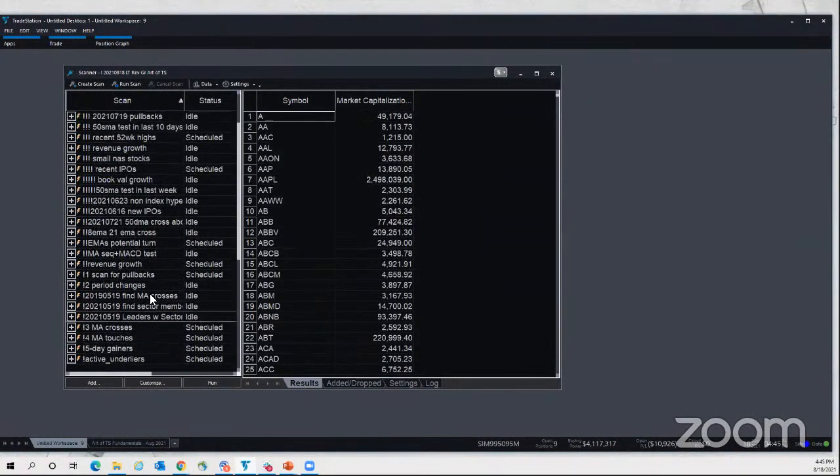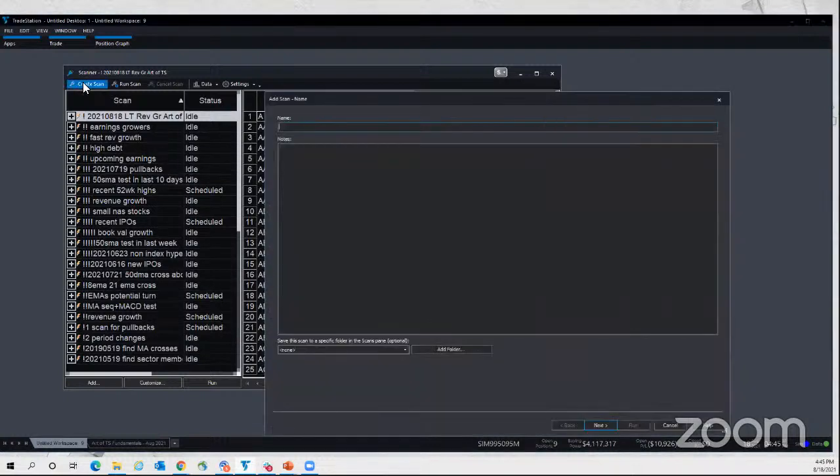I have a whole bunch of scans here, as you can see. So I'm going to build one. I'm going to create a scan. I'm going to call this one, I like to just date it, keep things simple. I put an exclamation point. This will put it at the very top of my list. I always date things with this number code, like so 2021. You can call it whatever you want. I'm going to call this LT. I'm going to call it 2021-08-18, for August 18th. And then I'm going to call it LT Rev Growth.